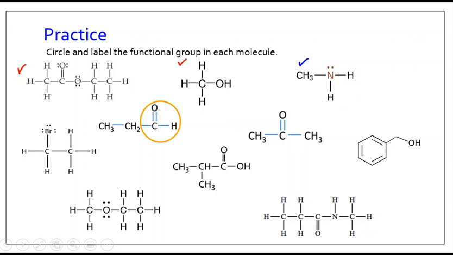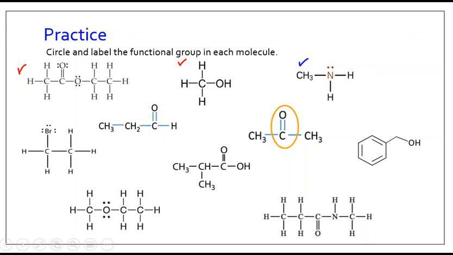Now on to, I think, this middle one here. We see it's on the end. We see it's a C double bonded to an O with an H on the end. Which functional group shows that pattern? Anyone? It's an aldehyde. Very good. That's exactly right. Moving on to our next one, aldehyde.